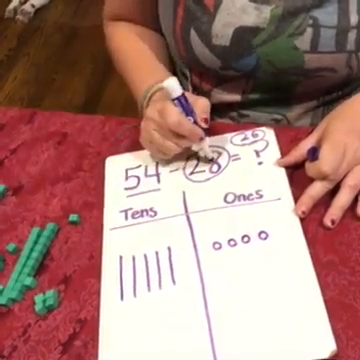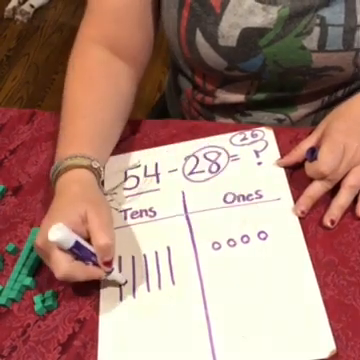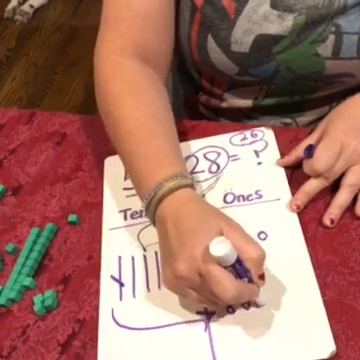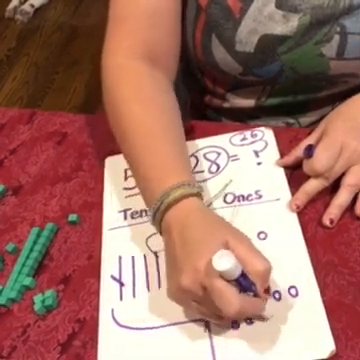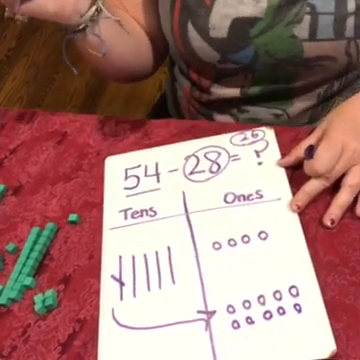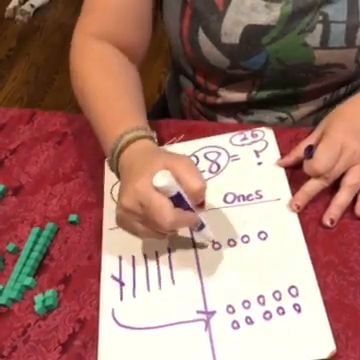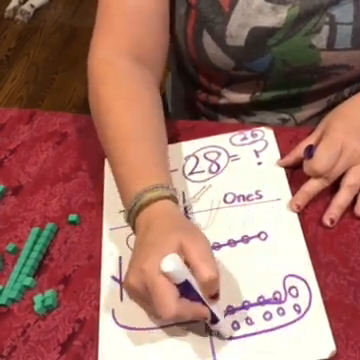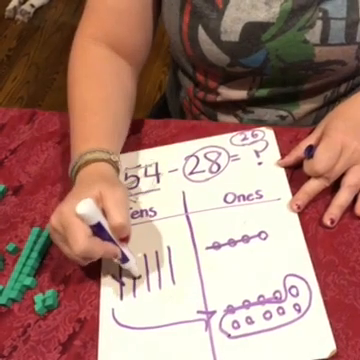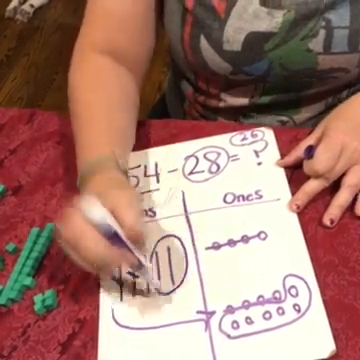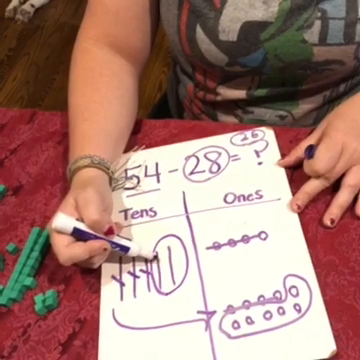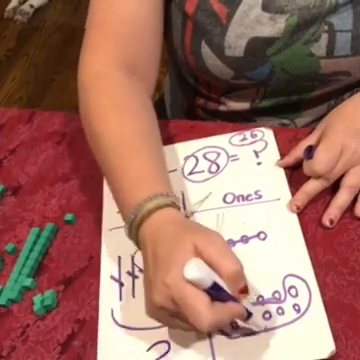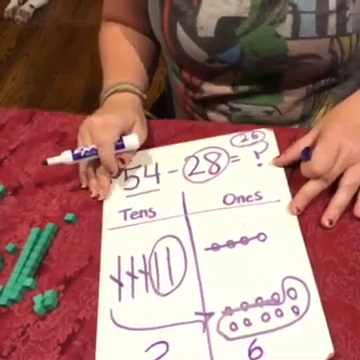And when you ask, can I take away 8? No, so I have to go here and borrow. So I'm going to take these 10 and move them here. Now can I take away 8? Yes, so I'm going to take away 4 and 4 more, and I'm left with this. But I still have to take away my 2 tens. And since I took away those 2 tens, I have 2 tens left. So I have 2 tens and 6 ones, which of course is 26.